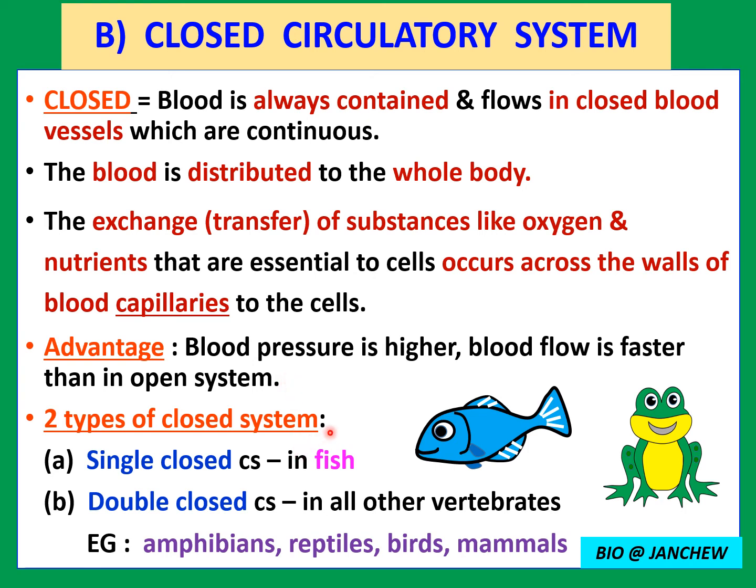So there are two types of closed circulatory systems. The first is the single closed circulatory system found in fish, and the second is the double closed circulatory system found in other vertebrates such as amphibians, reptiles, birds, and mammals. So we'll be studying the single and the double closed circulatory system in the next video.